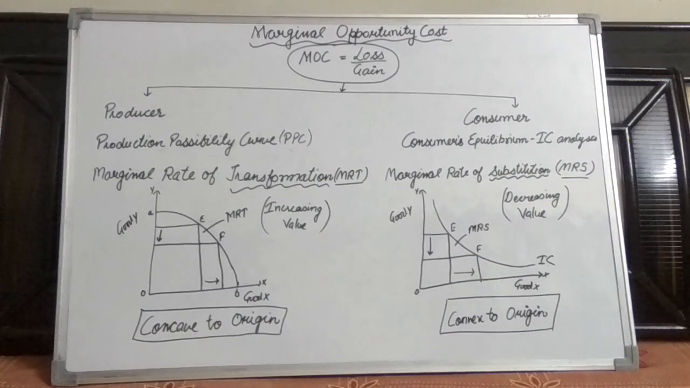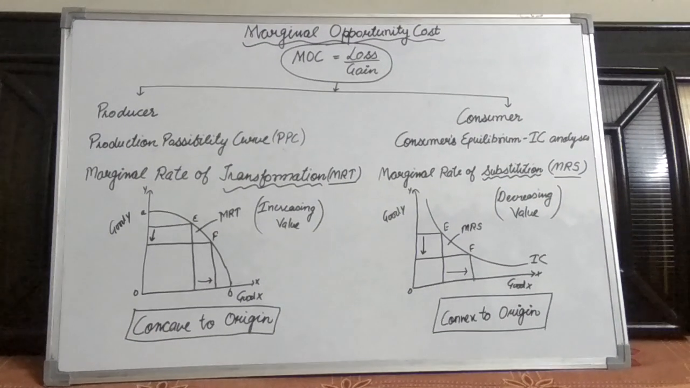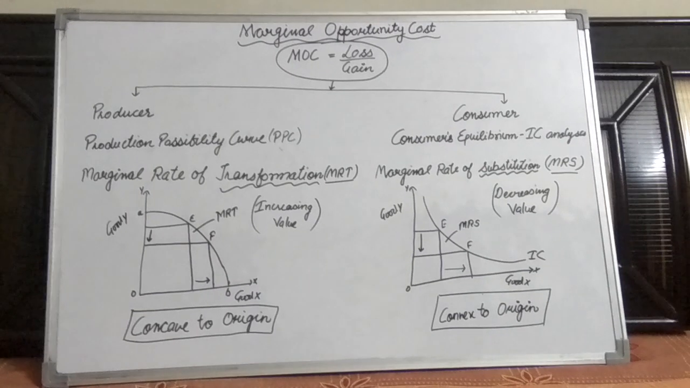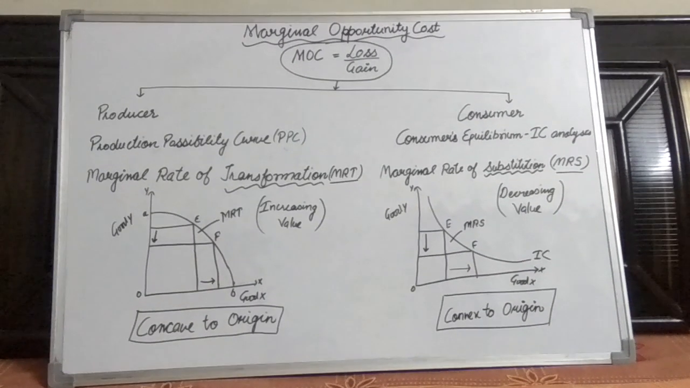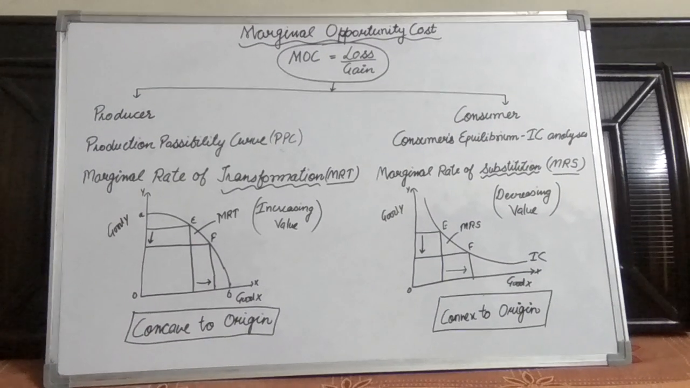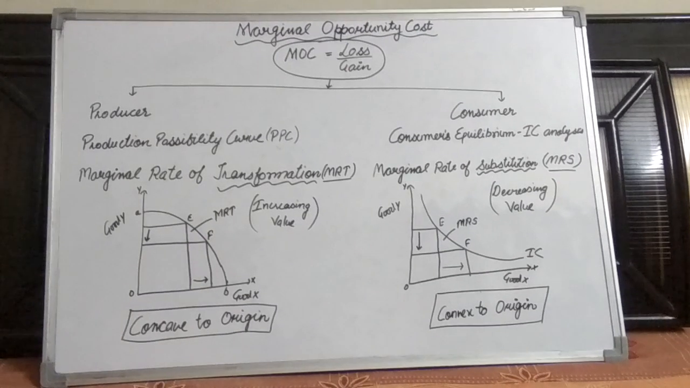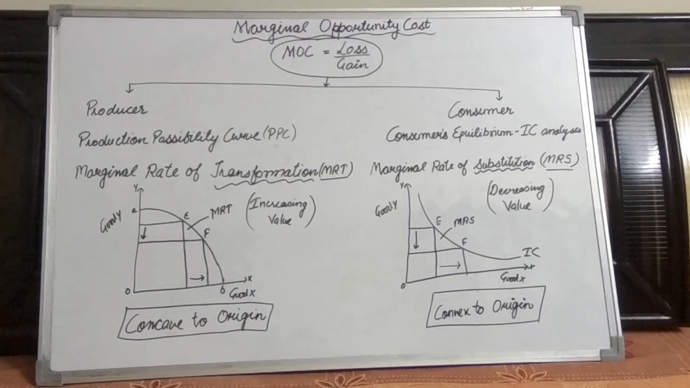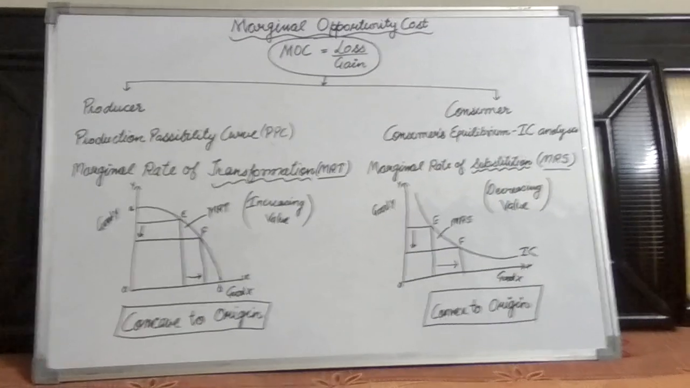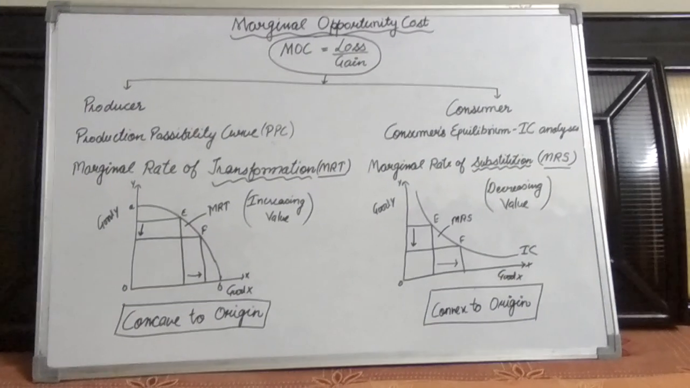On the curve, there are 2 points E and F. The triangular region between these 2 points is termed as marginal rate of transformation, MRT. And due to the increasing value of MRT, the slope of production possibility curve is concave to the origin. It is very important to note here that due to the increasing value of MRT, the slope of the curve is concave to the origin.